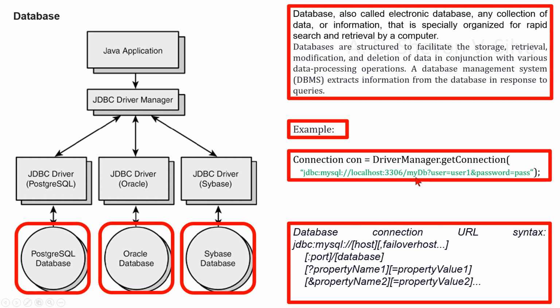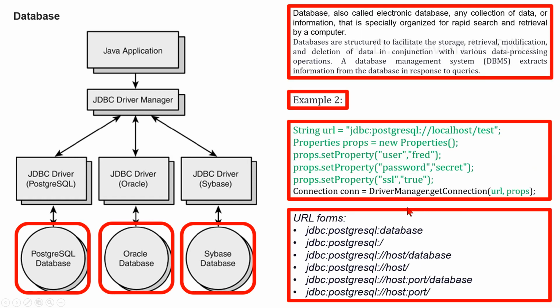Failover is the name of the standby database. MySQL Connector/J supports failover. Property name equals property value represents an optional ampersand-separated list of properties. These attributes enable you to instruct MySQL Connector/J to perform various tasks.